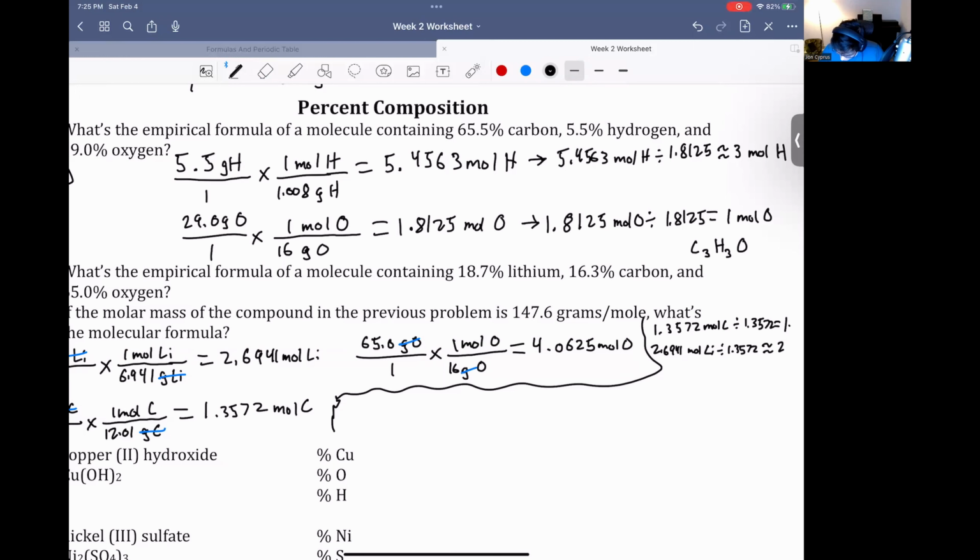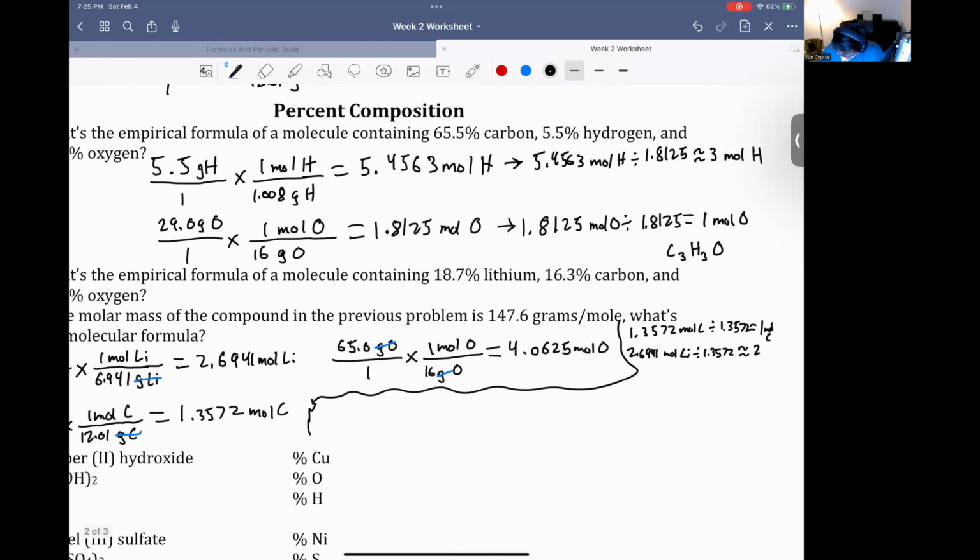Again, these are moles of carbon, and this is moles of lithium. Over here, I have oxygen: 4.0625 moles of oxygen divided by 1.3572. And this should be about 3.